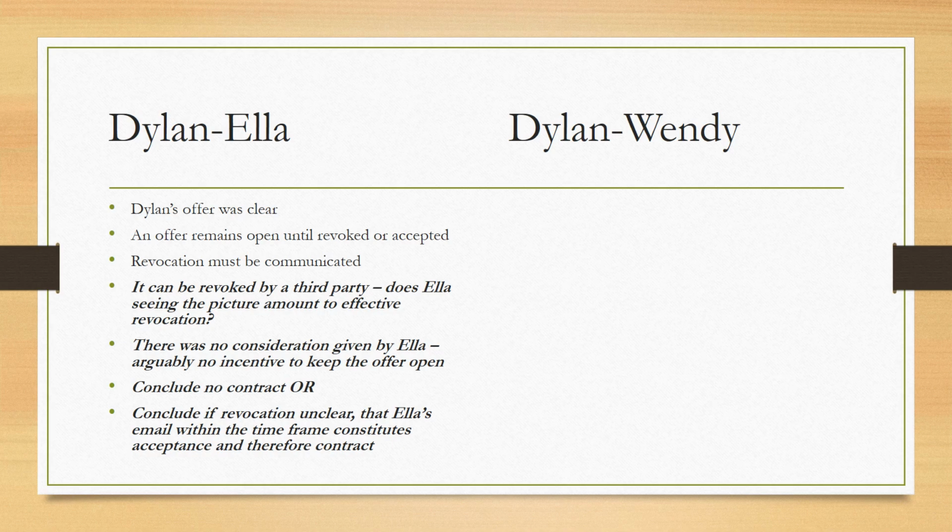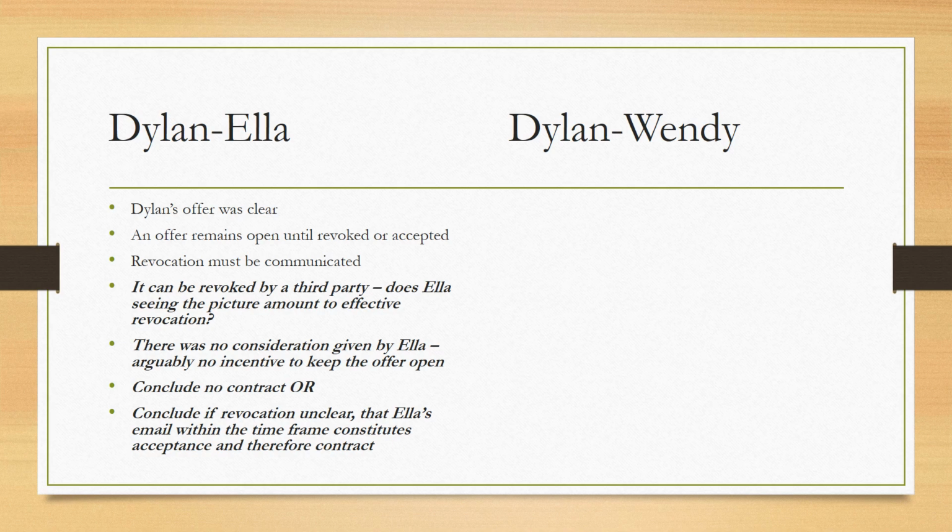Or if you conclude that revocation is unclear, then you might conclude that Ella has accepted. So you see, I give you a bit of an alternative here, and it's really important to understand that you're given marks for a reasoned conclusion. You may not come up with the same conclusion as the person next to you, and that's usually okay unless it's absolutely clear and there is really only one outcome.